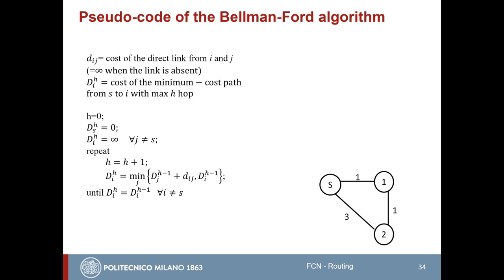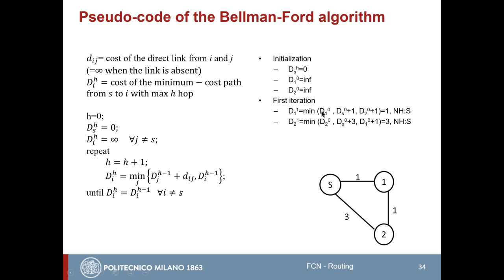So let's take another example. This is a very simple network. We take this node as a source. We want to calculate the shortest path from this node to the two other nodes, basically. So initially we have these conditions. D1 is set to infinite and D2 as well. Then we have the first iteration.